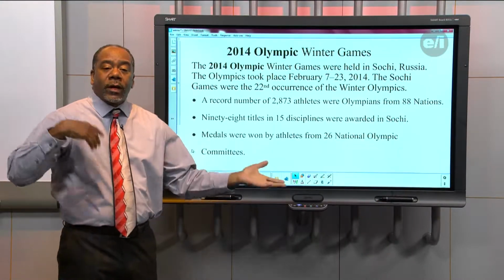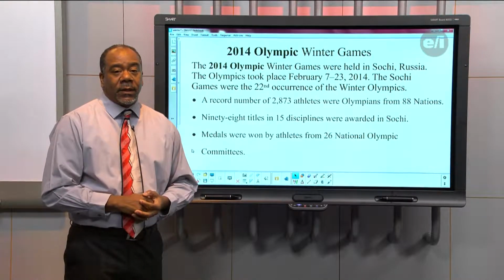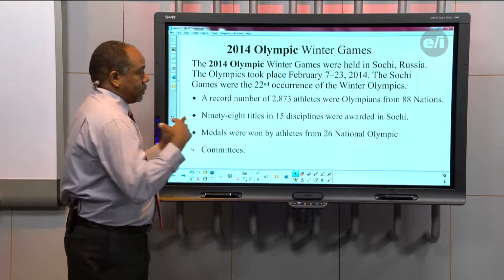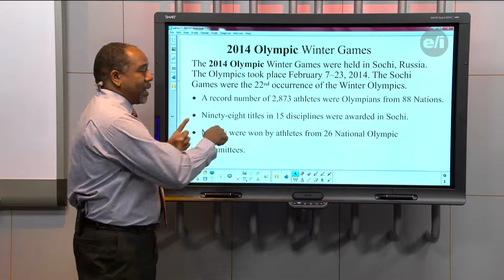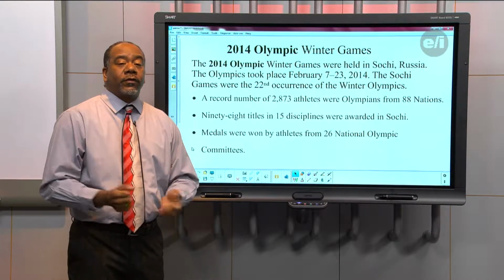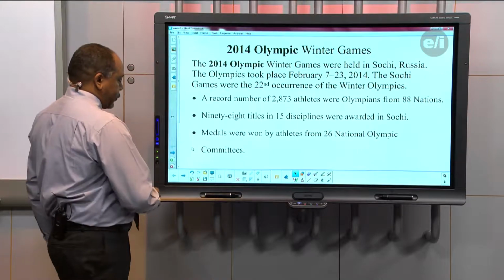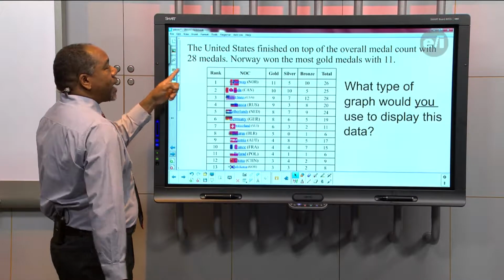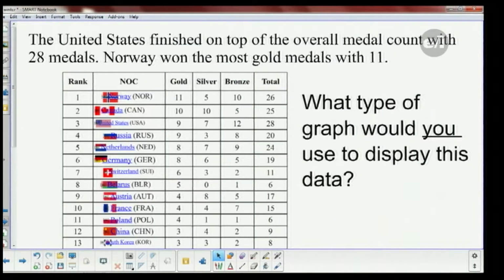26 member countries got those medals. So if you think about it, 98 times 4, all of those medals end up going to 26 countries. Here they are. The United States finished at the top of the overall medal count with 28 medals. Norway won the most gold medals at 11.